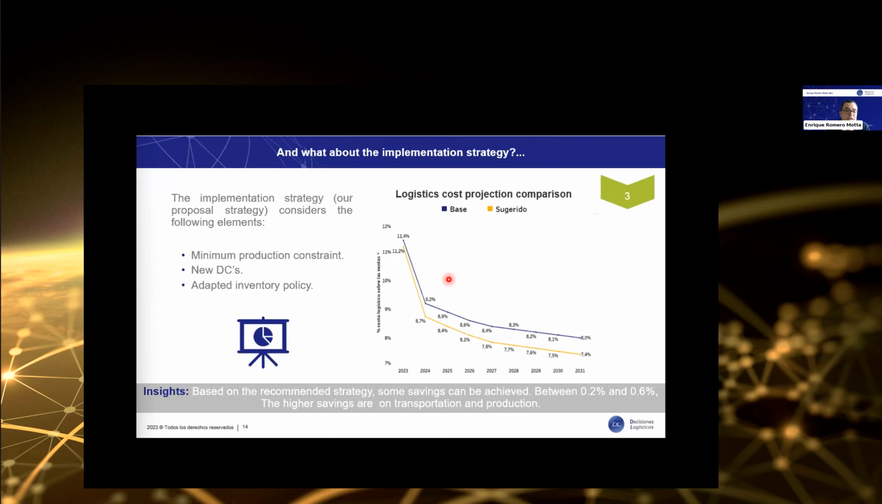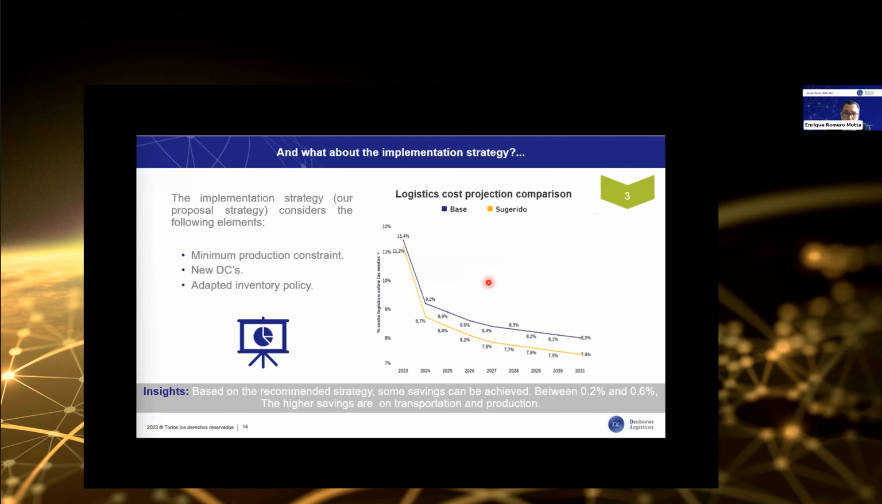Okay. So finally here, as you see right there, we already adapted the strategy because the company wasn't willing to close all of the factories. In the optimal strategy, some of the factories were closed, as you saw in the previous slides. Okay, but that's why we must add an additional constraint, which was a minimum production constraint in order to keep some of the factories open. Okay, then we added the new DCs, and then we adapted the inventory policies, and as you see right there, this is our final result.